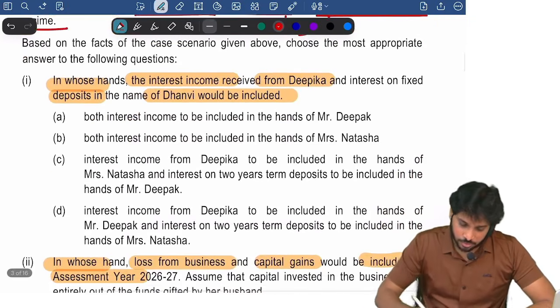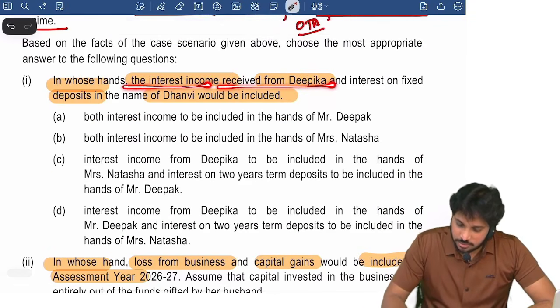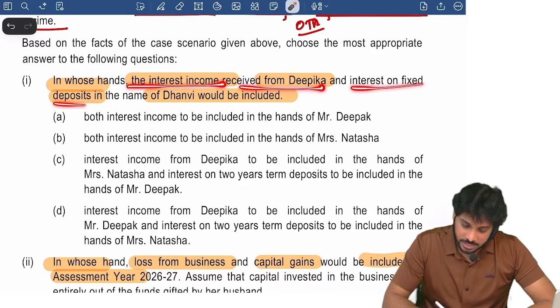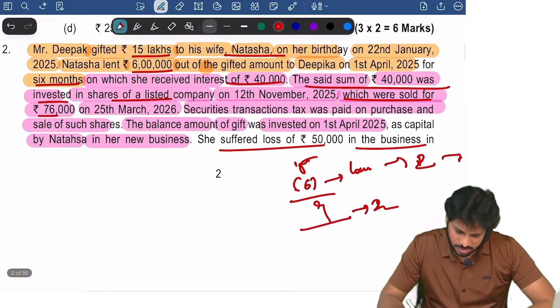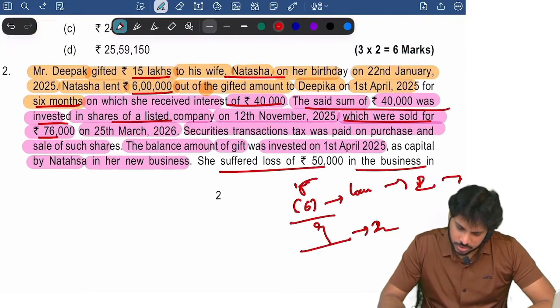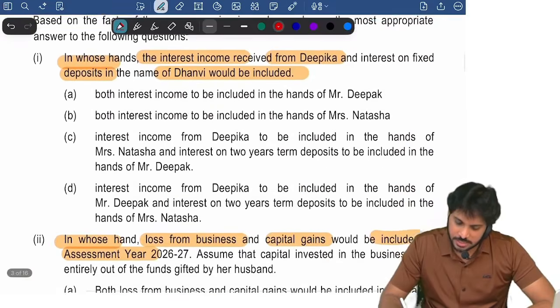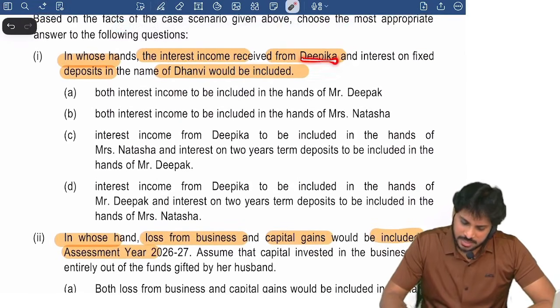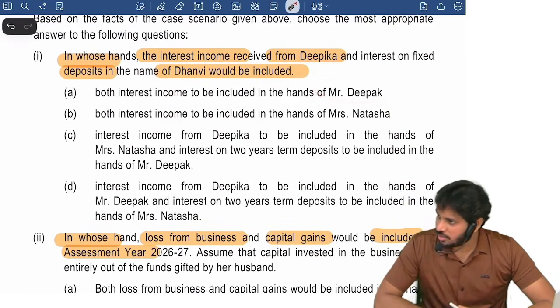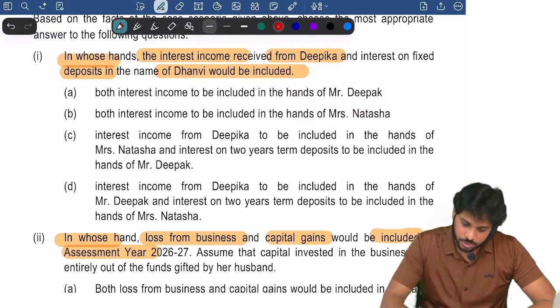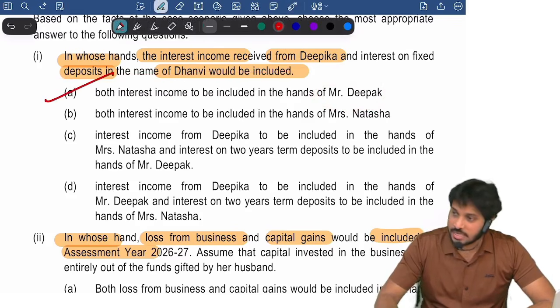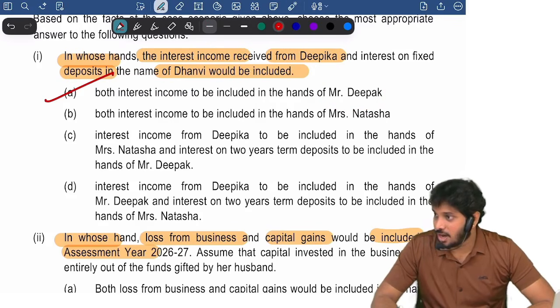Correct? Now tell me, interest income received from Deepika, and interest on FD of Dhanvi, would be included in whose hands? Natasha lent 6 lakhs to Deepika. Okay, fine. Interest income received from Deepika is clubbed in the hands of Deepak only. Yes or no? Minor's income is also clubbed in the hands of Deepak. Therefore, both interests are to be included in the hands of Deepak only. Answer is A. Are you clear?